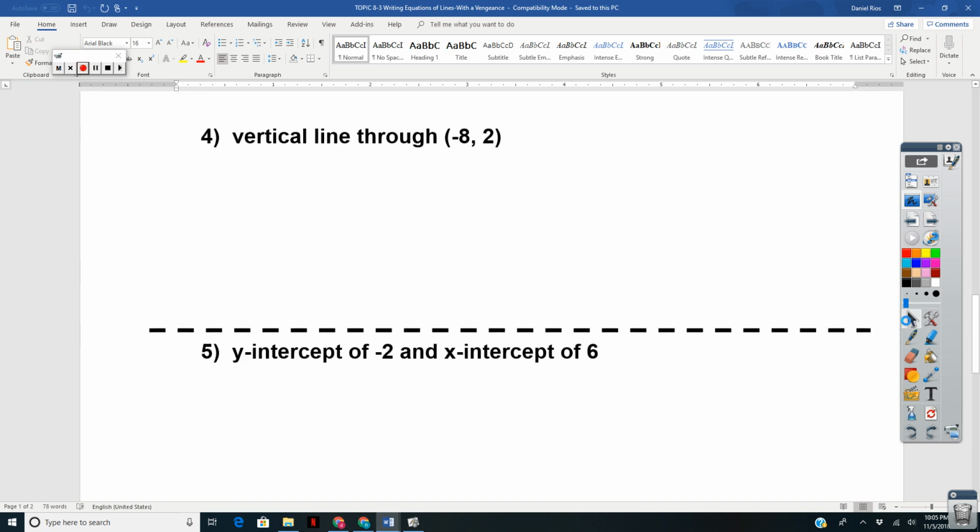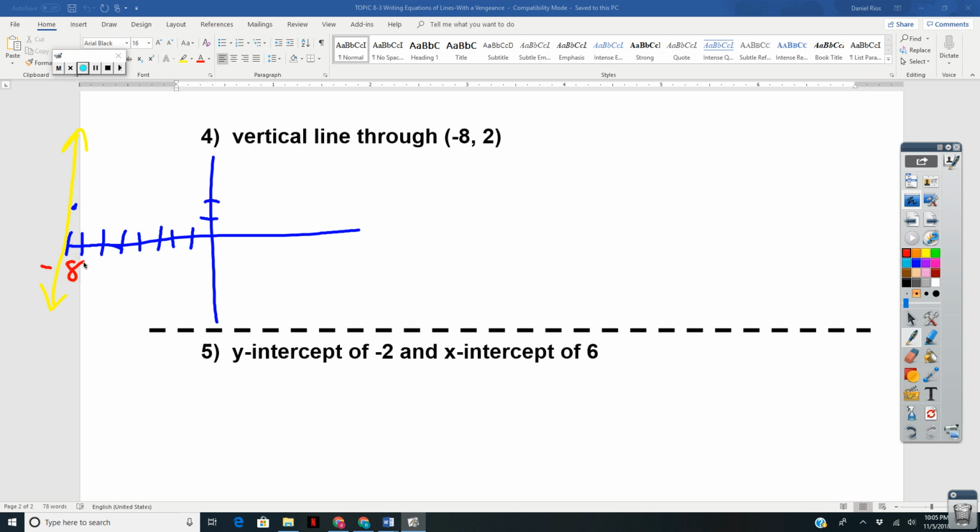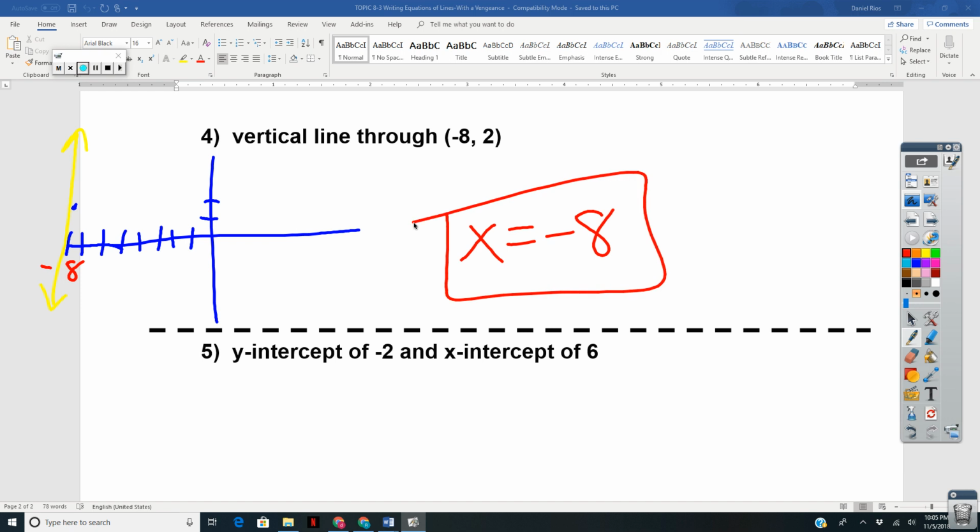So 4 says vertical line through negative 8, 2. I count 1, 2, 3, 4, 5, 6, 7, 8, negative 8, and then 1, 2. That's about here. And it wants a vertical line. Okay, notice that my vertical line is touching the x-axis at negative 8. So my answer is x equals negative 8. That's it. These are the easy ones because you don't have to do much work.